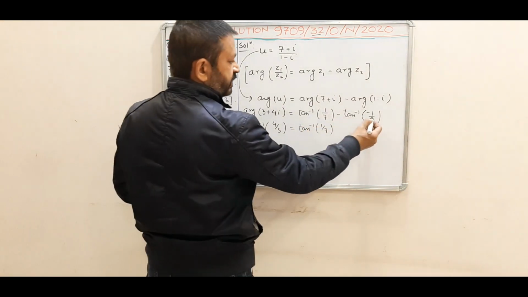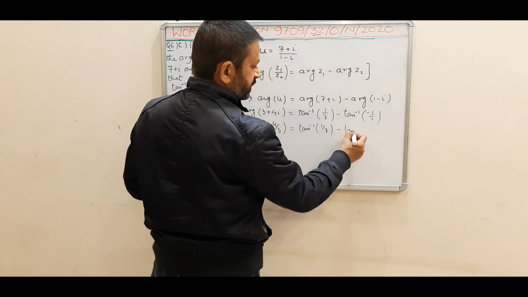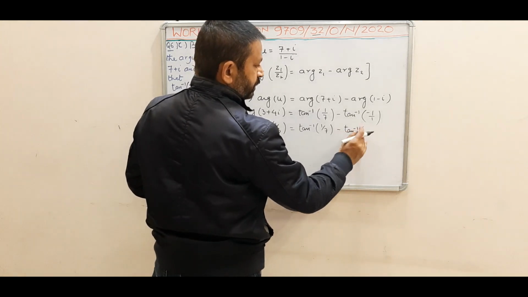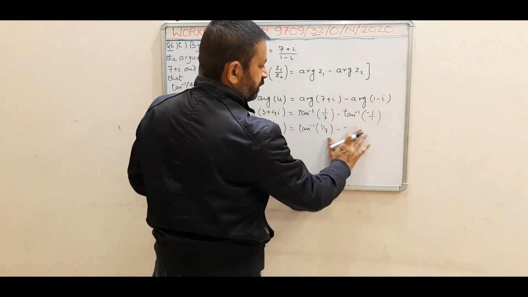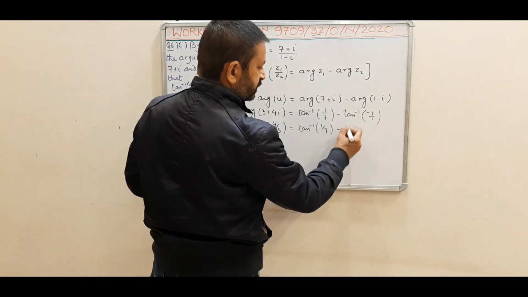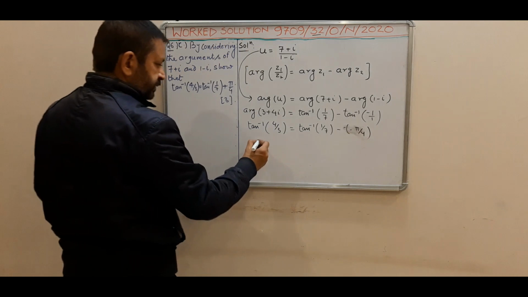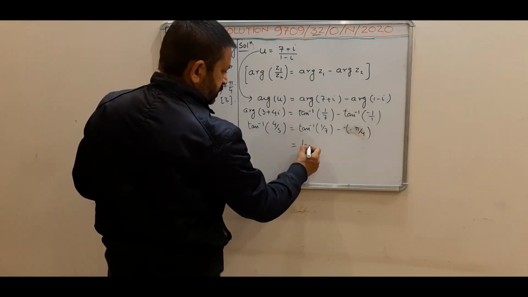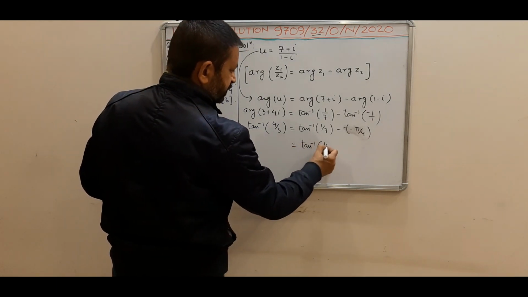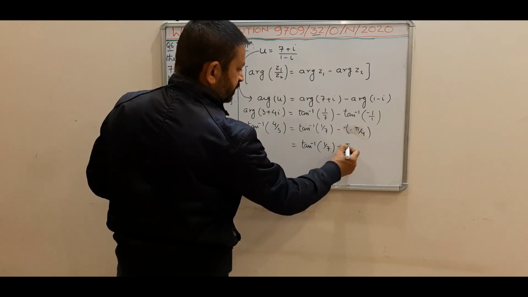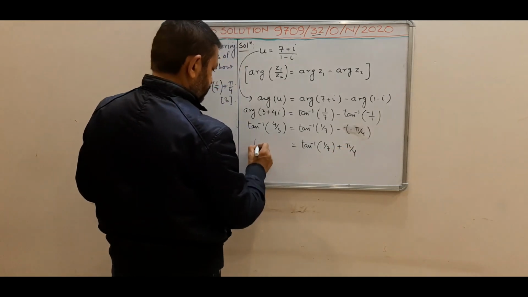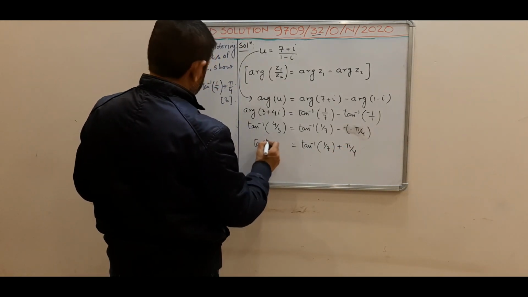And what is tan inverse minus 1? We can write it as minus tan inverse 1. Sorry, this will become minus pi by 4. Straight you can write it as minus pi by 4. So it will become tan inverse 1 upon 7, and minus minus is plus pi upon 4. This is what is required in part C.